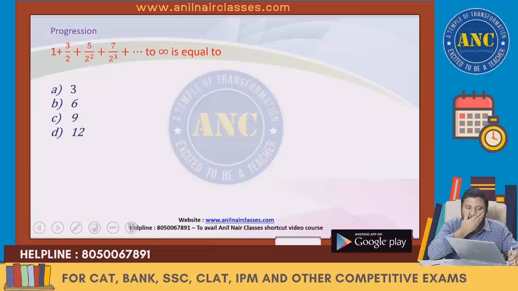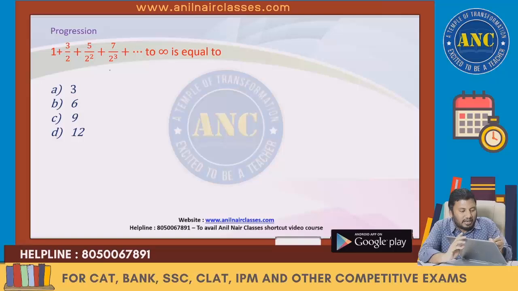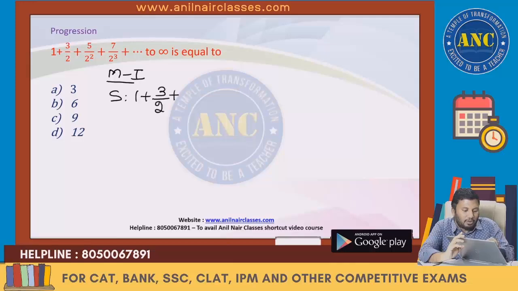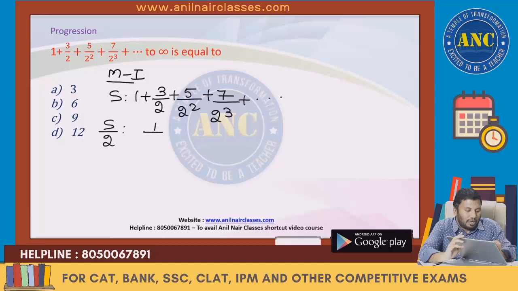Next one. 1 plus 3 by 2 plus 5 by 2 square, 7 by 2 cube. In the morning we discussed this logic. Now I will explain 3 logics here. Method 1. Sum to infinity the series 1 plus 3 by 2 plus 5 by 2 square plus 7 by 2 cube and so on. I will divide this by 2, S by 2: 1 by 2, then 3 by 2 square, next is 5 by 2 cube and so on.